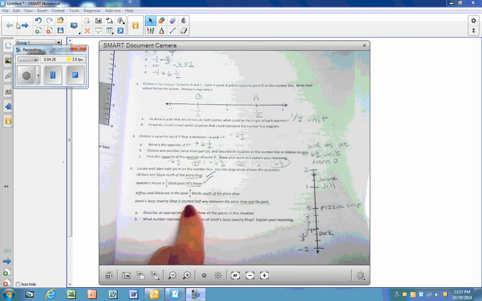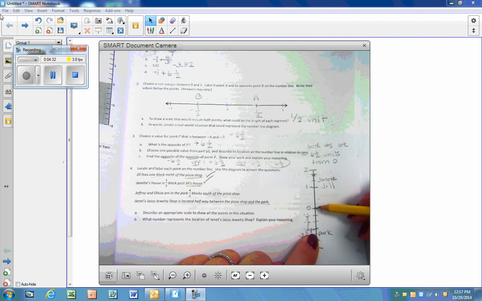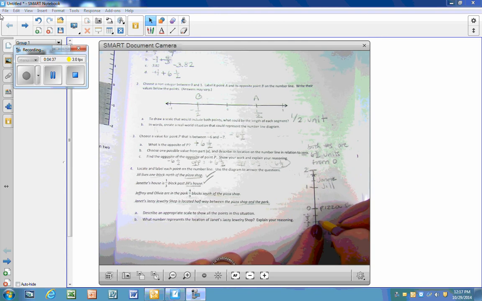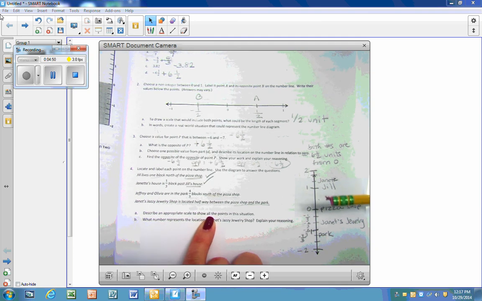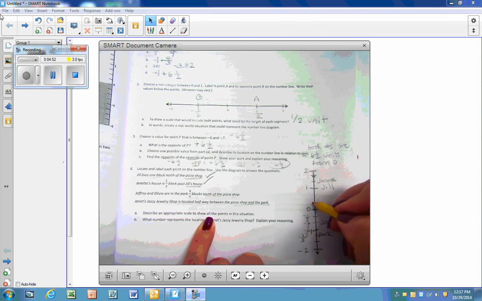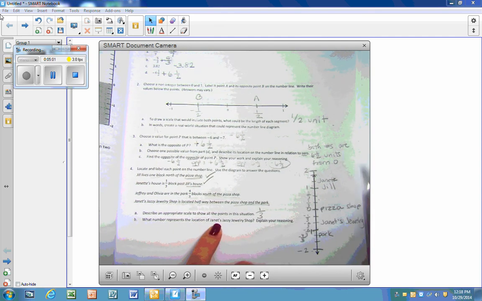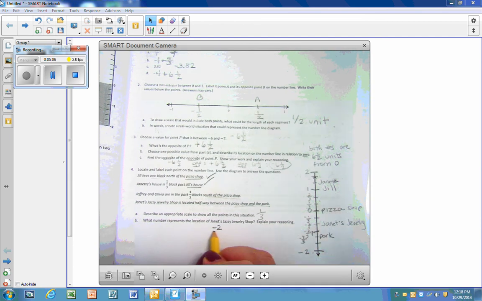And Janet's Jazzy Jewelry Shop is located halfway between the pizza shop and the park. So if the park is here and the pizza shop is here, let's see, if I go down 1, up 1, and then right there at -2/3, this is where Janet's shop is. Janet's Jewelry. Okay, so what is my scale? It said describe an appropriate scale to show all the points of the situation. The scale was actually thirds, so I'm going to add those in between my 0 and 1. So the scale was 1/3. And what number represents the location of Janet's Jazzy Jewelry Shop? It's -2/3. And explain your reasoning.